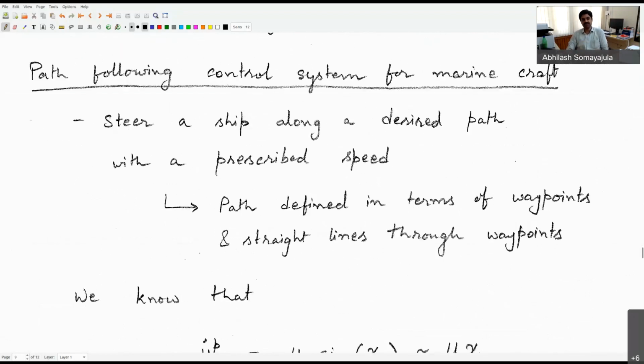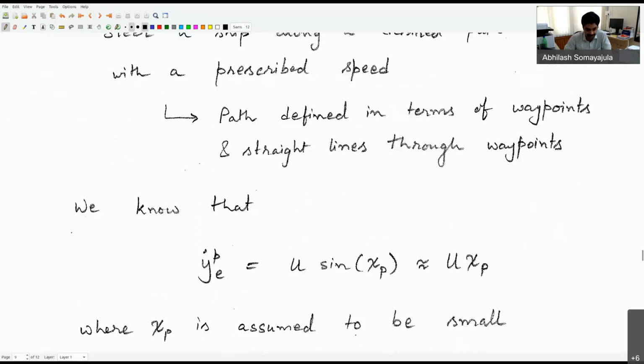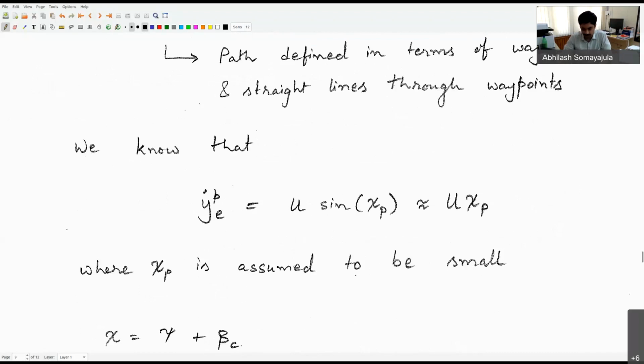So the idea here is we are looking at a path following control system for a marine craft. We want to steer a vessel along a desired path with a prescribed speed, and that path is defined in terms of waypoints, and we are specifying the path as straight lines between these waypoints. It would typically come out of a guidance system as to what should be the desired heading angles and other things. But to complete the dynamics, let's take a look.